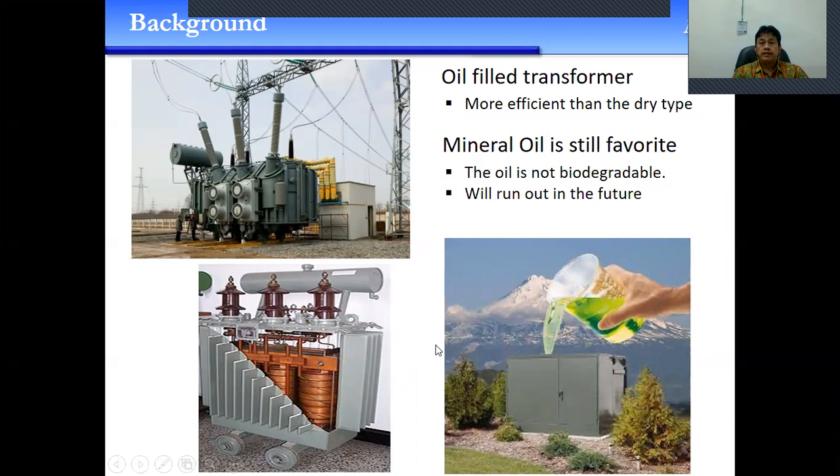As we know already, most transformers, both power transformers and distribution transformers, contain oil inside the tank. This is because transformers containing oil are more efficient than the dry type of transformer. Until now, mineral oil is still the most favorite choice, but the oil has some disadvantages. The oil is not biodegradable, so it is considered not friendly to the environment.